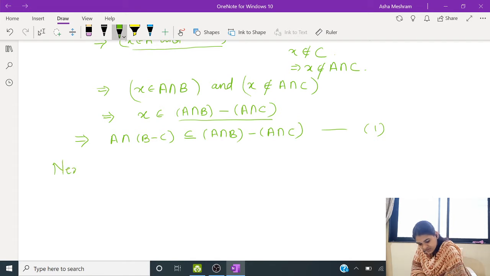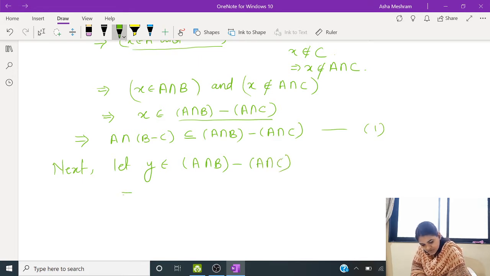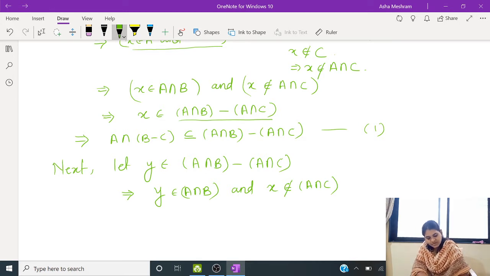Next, let Y belong to A intersection B minus A intersection C. So what does this imply? That Y belongs to A intersection B, minus sign is there, and X does not belong to A intersection C. Sorry, it's not X, it's Y. So Y.